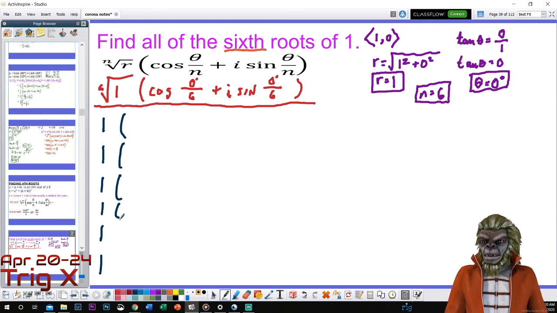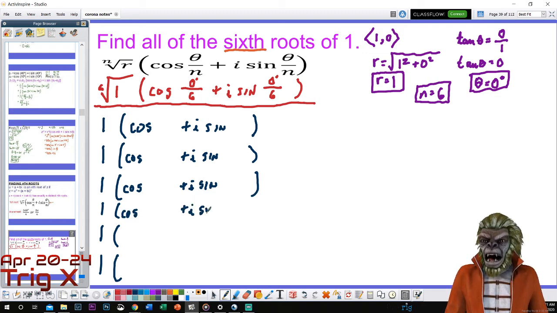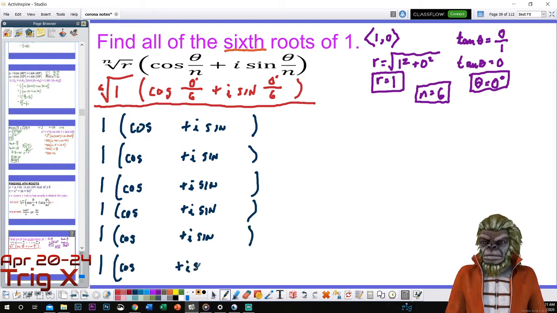Next, I'm going to draw my parentheses, and inside those parentheses, I'm going to keep writing the exact same thing. Cosine of blank plus i sine of blank. Just like this. So go ahead, copy that 6 times total. Hopefully you can do that at least as fast as I can with the pen pad. Whew, okay, there we go.